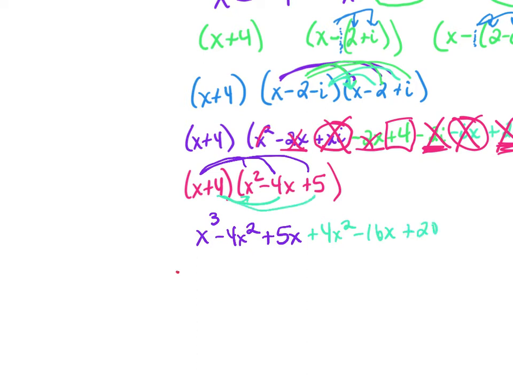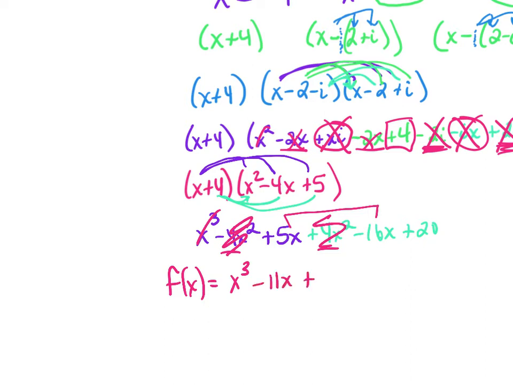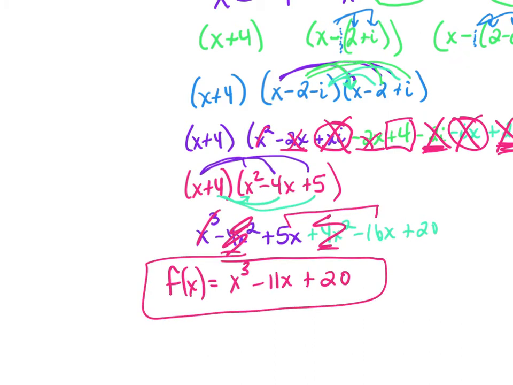And the last thing we're going to do is combine like terms. So I have an x cubed. I have a negative 4x squared and a positive 4x squared. What does that give me? 0. I have a positive 5x and a negative 16x. So that's what? Negative 11x plus 20. There's my polynomial. How do we feel? I know some of you are sitting here like this. That's okay. We're going to practice.